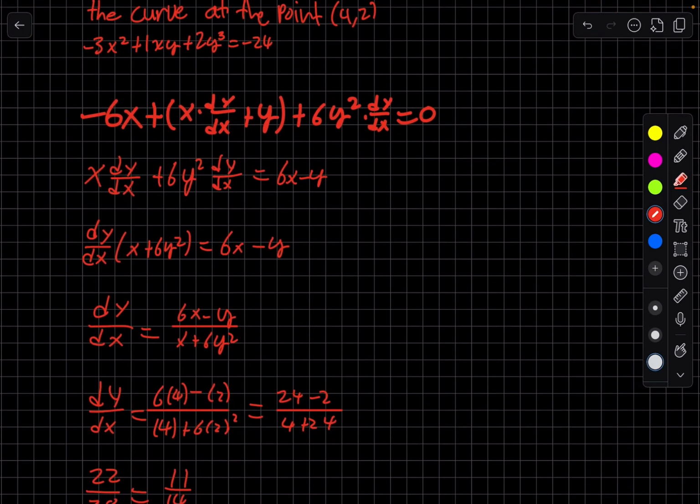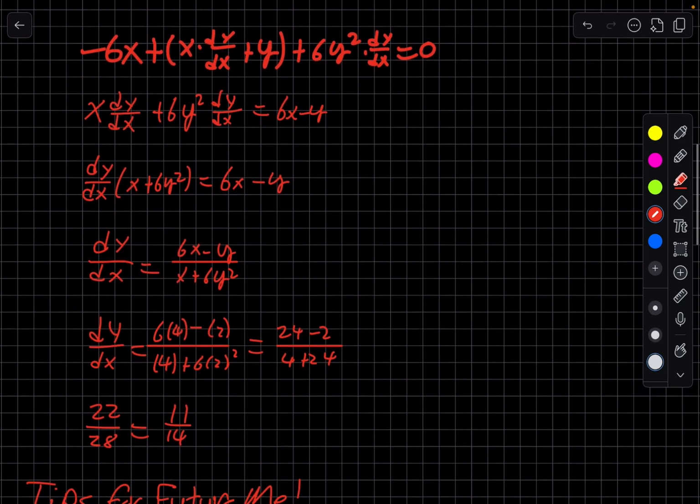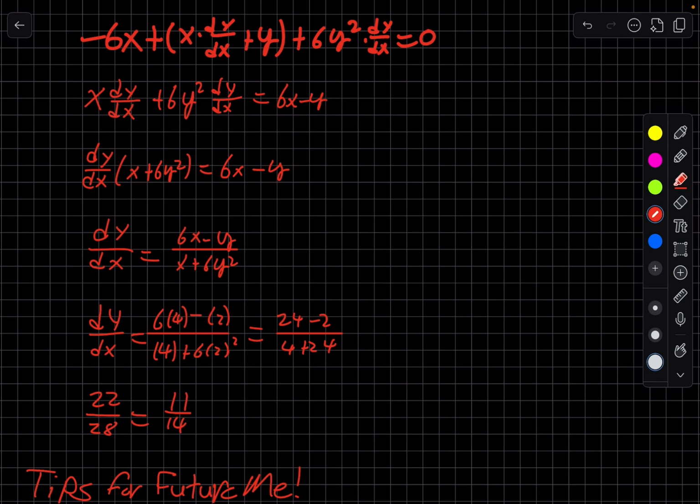Okay, so the next step is to get the dy/dx terms on one side and the non-dy/dx terms on the other side. And yeah, that's pretty simple. I guess if you put it on the other side of the equation, if it's a positive, you make it a negative. If it's a negative, you make it a positive. Pretty simple. And after that, you want to factor out the dy/dx.